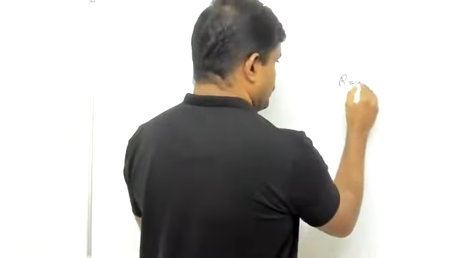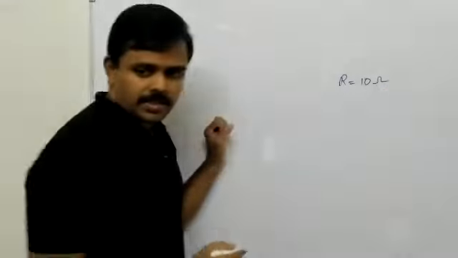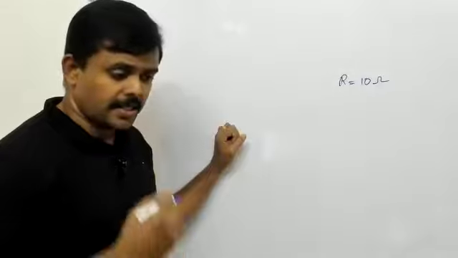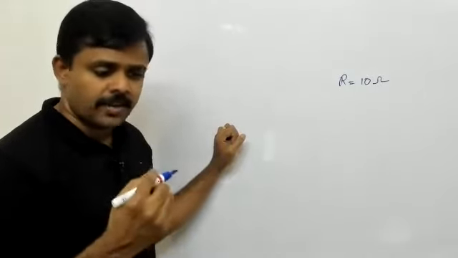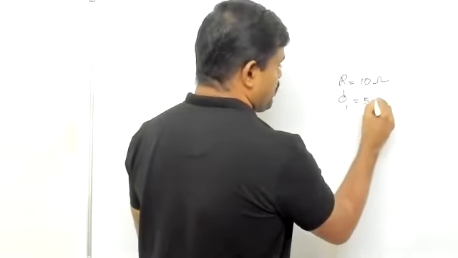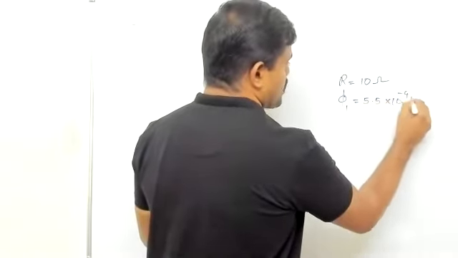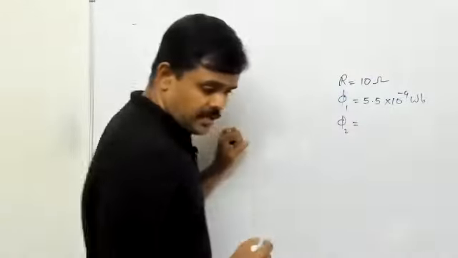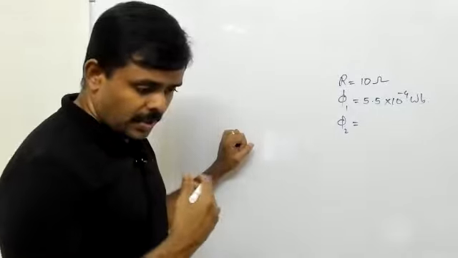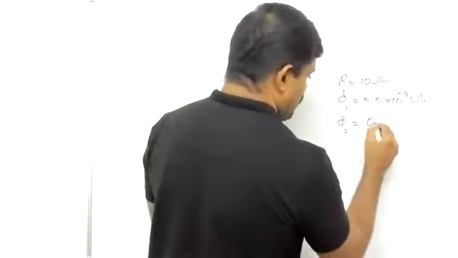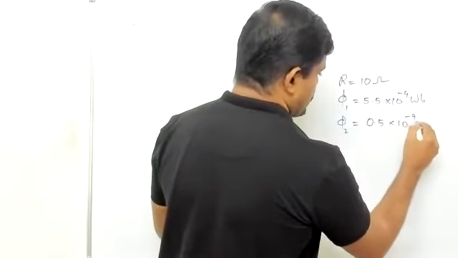A 10 ohm resistance coil. So resistance is 10 ohm, right? The coil has a resistance of 10 ohm. What else? And at a time, the flux is 5.5 into 10 power minus 4. So flux in the first case is 5.5 into 10 power minus 4 Weber. What is the flux in the final case? They have given the final flux also. If the flux falls to 0.5 into 10 power minus 4. Flux is falling to 0.5 into 10 power minus 4 Weber.